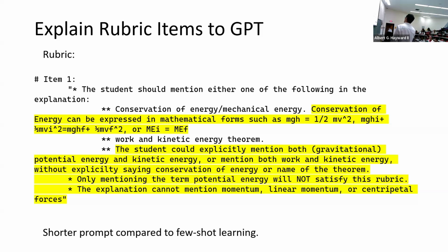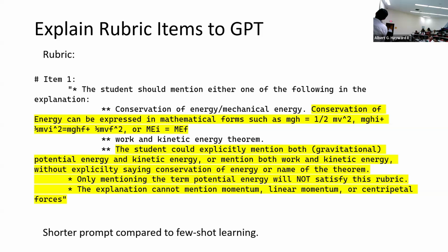Conservation of energy can also be expressed in mathematical forms such as mgh is equal to 1/2 mv squared. Some students are just not that systematic in writing their explanation. They're sloppy, but that's okay. mgh equals 1/2 mv squared. That counts. mghi equals 1/2 mvi squared. Whatever bad LaTeX you write, that all counts. Come on, that all counts.